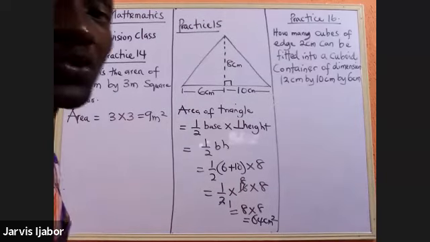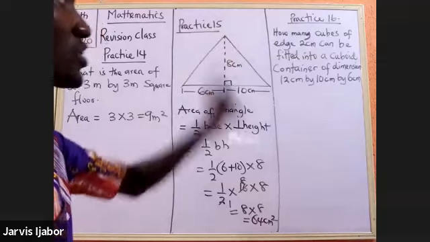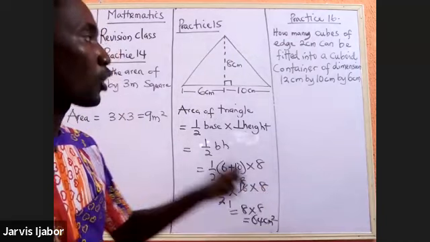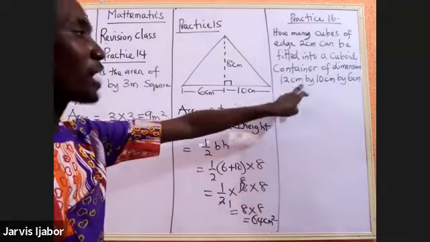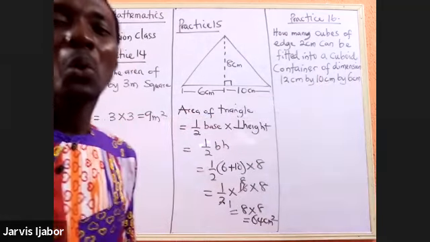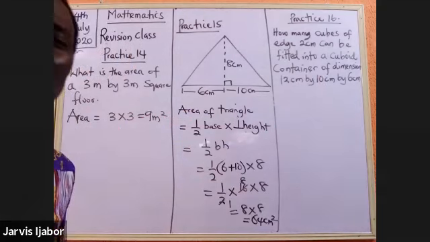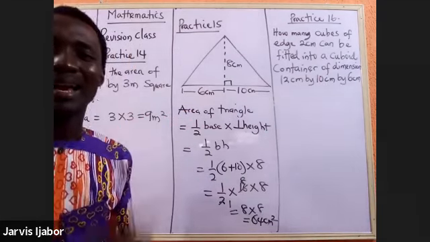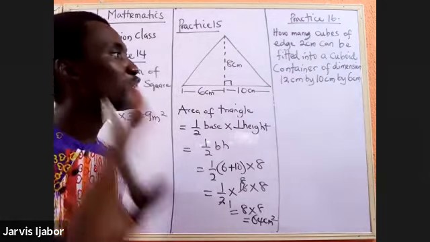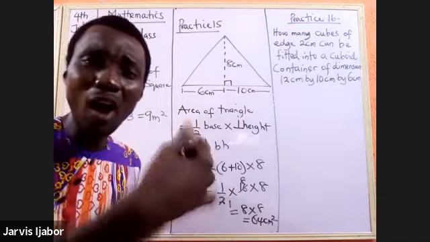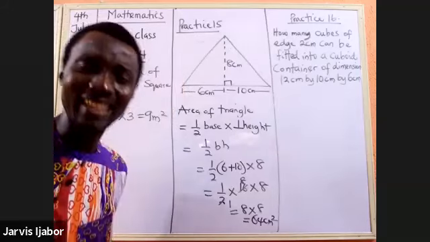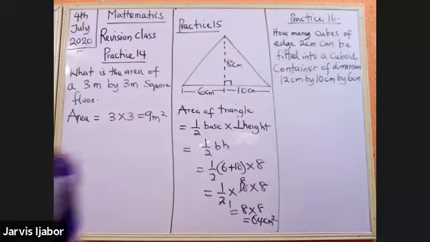How many cubes of edge 2 cm can be fitted into a cuboid container of dimension 12 cm by 10 cm by 6 cm? What does the question want you to do? Very simple. Calculate the volume of the cube and calculate the volume of the cuboid. The number of cubes will now be the volume of the cuboid divided by the volume of the cube. So let's see how that works.